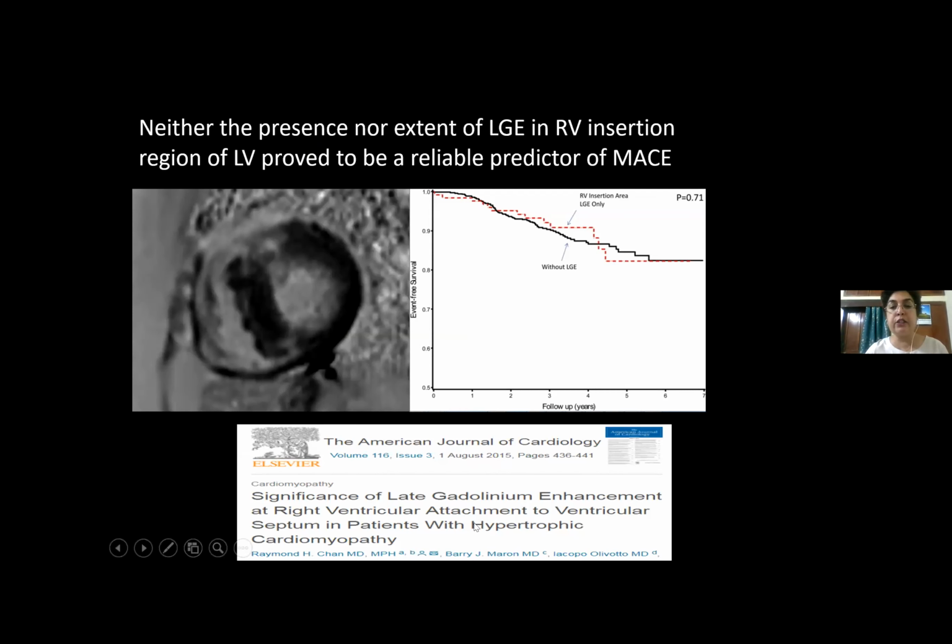Now this study showed that neither the presence nor the extent of LGE in the RV insertion proved to be a reliable predictor of MACE.